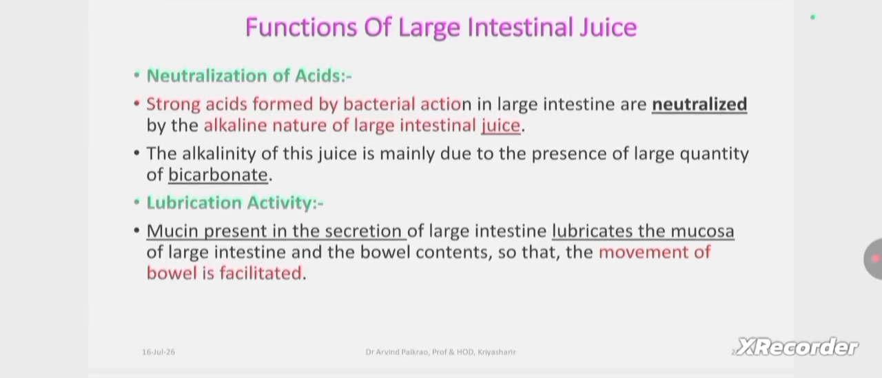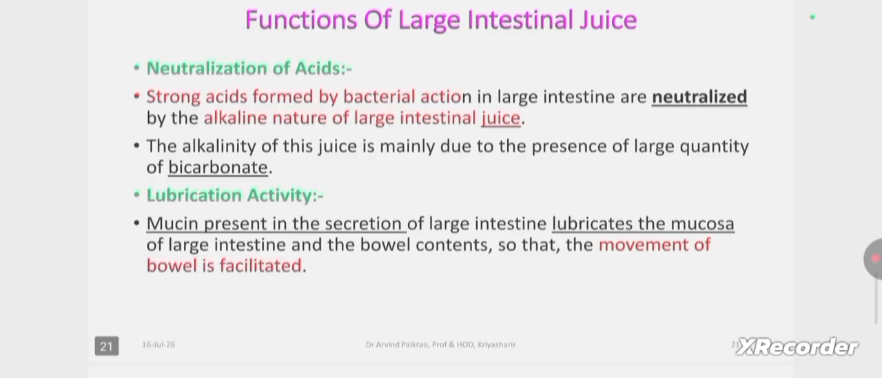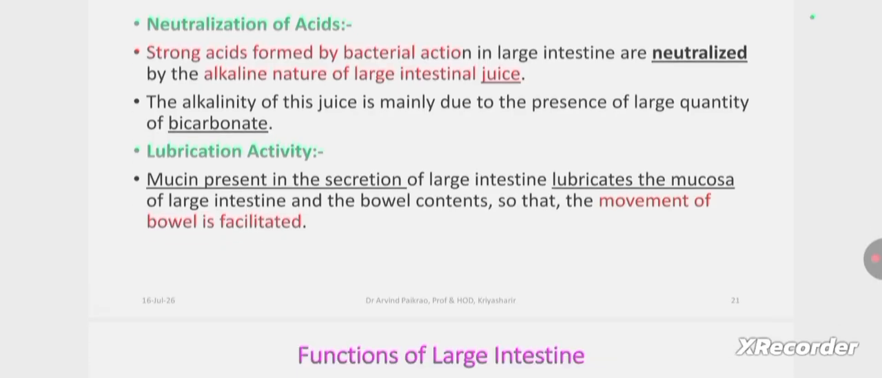First one is neutralization of acid. A lot of bacteria in the large intestine produce a very high amount of acid. To neutralize it, there is secretion of a large quantity of bicarbonate, and this acid is neutralized. Then next is lubrication.